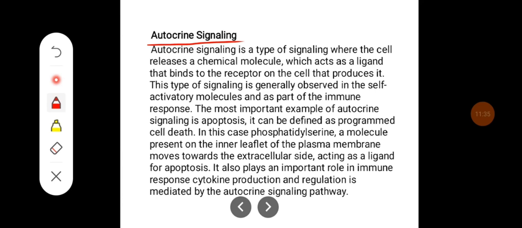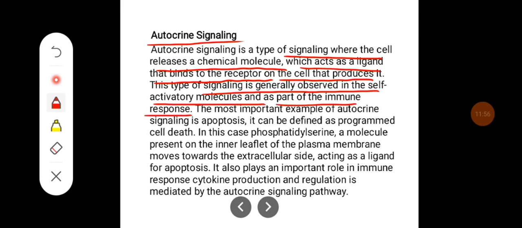Autocrine signaling. Autocrine signaling is a type of signaling where the cell releases a chemical molecule which acts as a ligand that binds to the receptor on the cell that produces it. This type of signaling is generally observed with self-activatory molecules and as a part of the immune response. The most important example of autocrine signaling is apoptosis. It can be defined as programmed cell death.